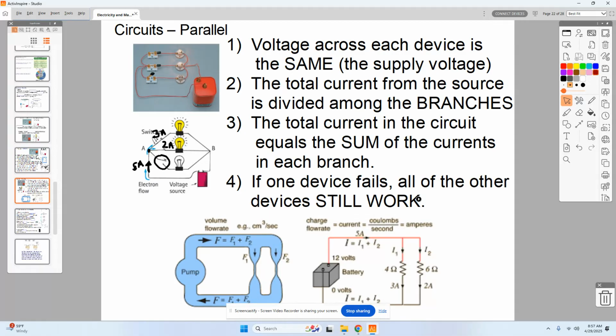Okay. I'm going to ask you to take a moment and consider where you have seen a parallel kind of circuit before. I'll give you a hint. It's common in your home. Turn and tell the person you're sitting next to where you may have seen a parallel circuit before.